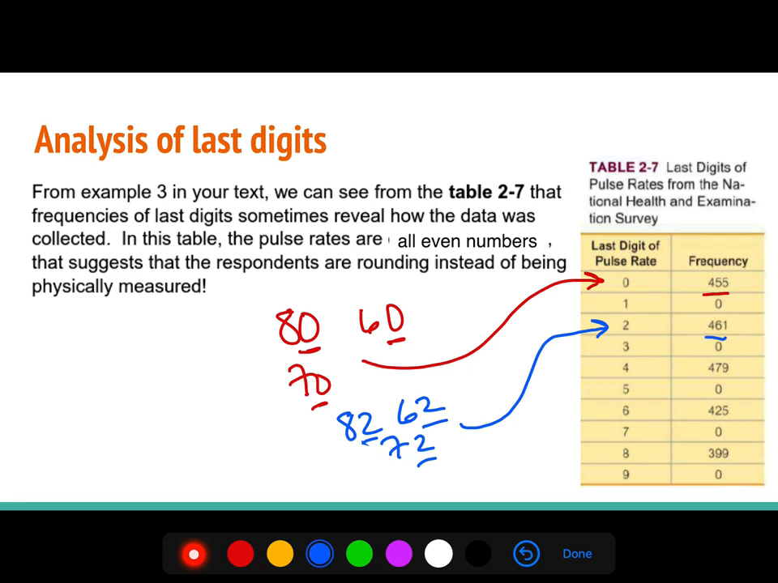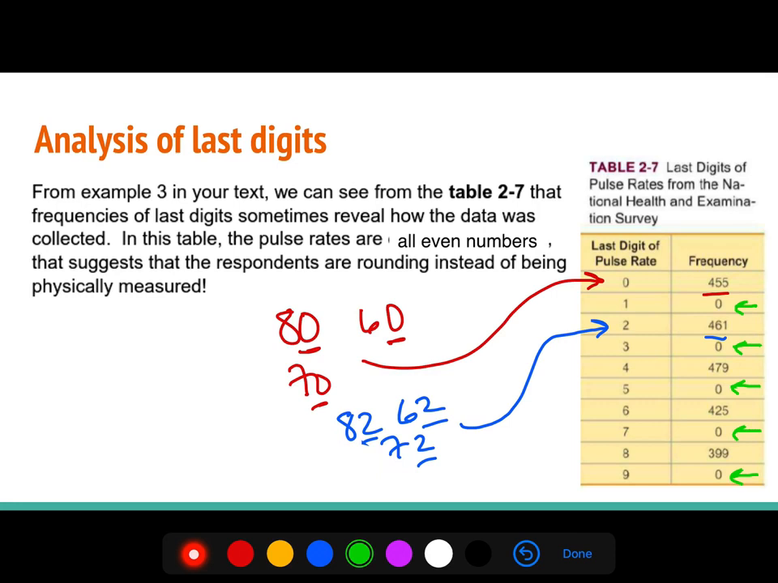So what they're saying is they took everybody's pulses, wrote down their numbers, and then they looked at the last digits and counted how many have that same last digit. That's what this table is. And so when we look at it, we've got some zeros in here. Nobody ended with a 1, a 3, a 5, a 7, or a 9. They were all even numbers.